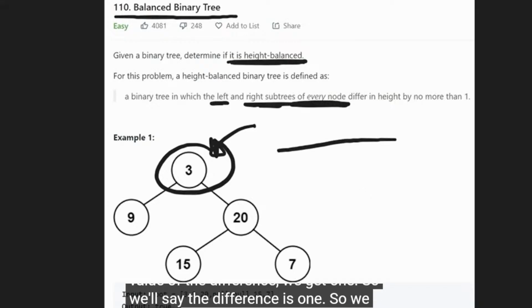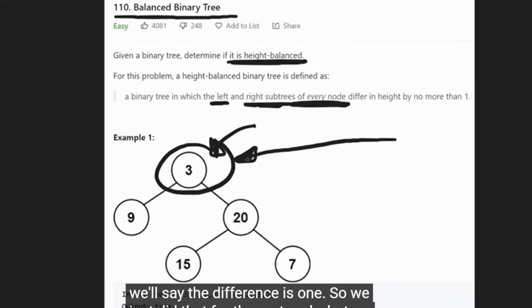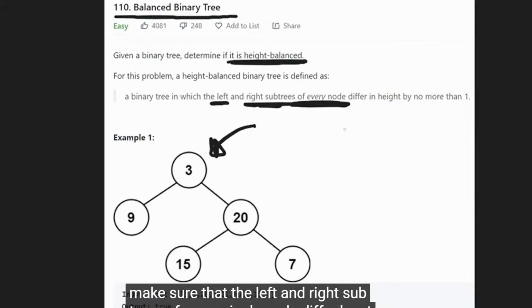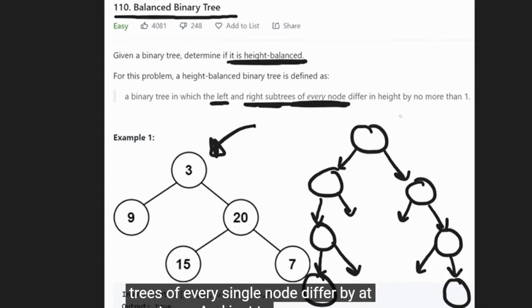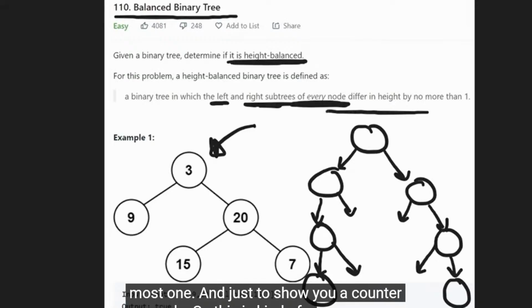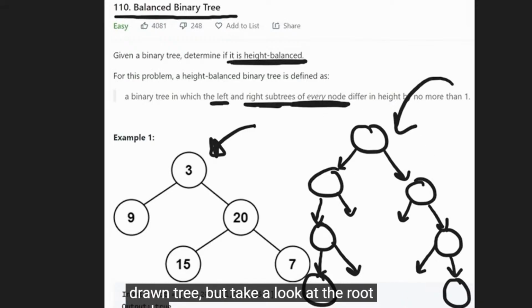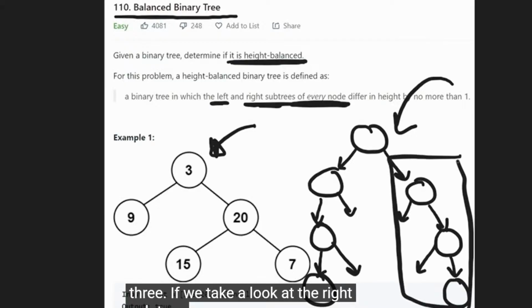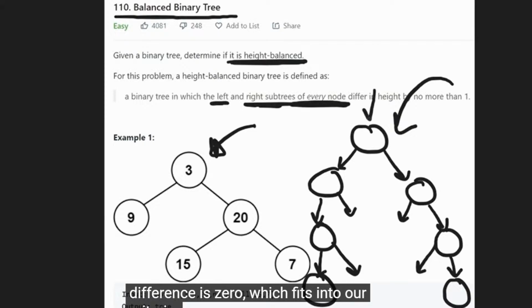So we just did that for the root node, but we have to do that for every single node to make sure that the left and right subtrees of every single node differ by at most 1. And just to show you a counter example, so this is kind of a badly drawn tree, but take a look at the root node, right? If we take a look at the left tree over here, the height is 3. If we take a look at the right subtree, the height is 3. So the difference is 0, which fits into our criteria. So from the root node, the left subtree and the right subtree are balanced.